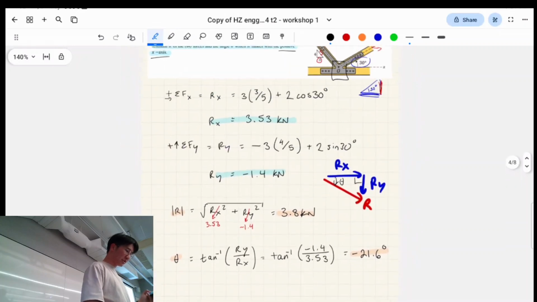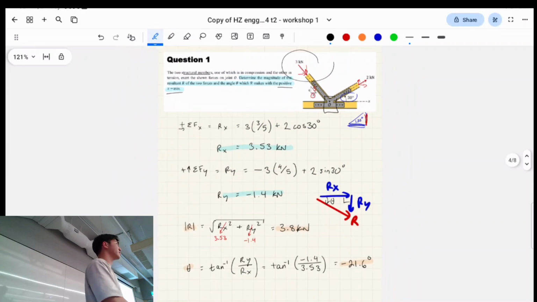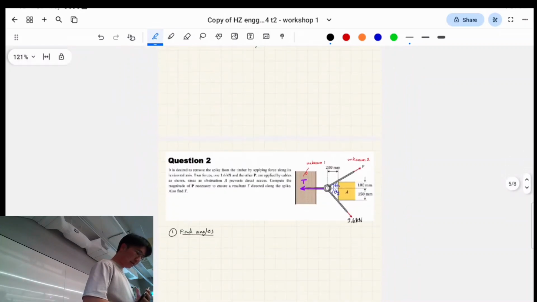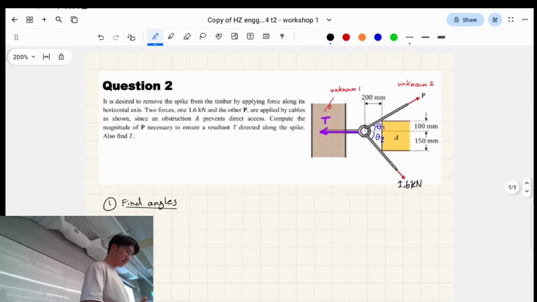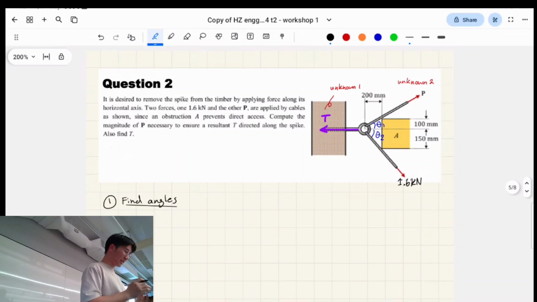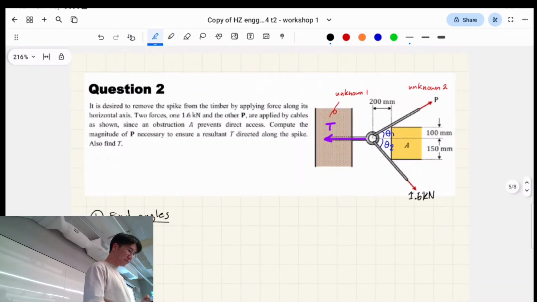Okay, does anyone have any questions to do with how that question works? Okay, cool. Great, so moving on to question 2. Now there's another concept to think about, and that's because we're dealing with a support of sorts. We're going to be talking about supports a bit more, maybe either next workshop or the workshop after, I can't quite remember, but we'll be talking about them soon. Here's how the question works. We have this timber board or something with a spike that's embedded into it, and then we have 2 ropes pulling off of it.